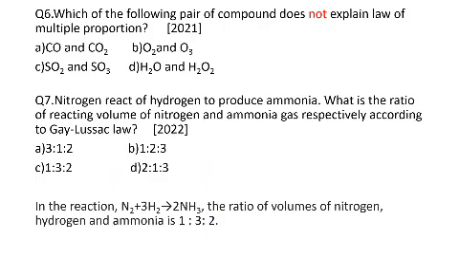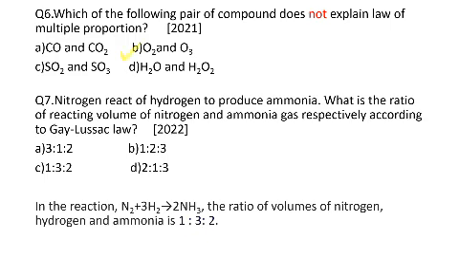Question number 6: which of the following pairs of compounds does not explain the law of multiple proportion? For obeying the law of multiple proportion, we know that at least two elements are required, as one remains in a fixed ratio and another one varies. But if we observe option B, it has only one element, so it is not obeying the law of multiple proportion. Then your correct answer is option B.